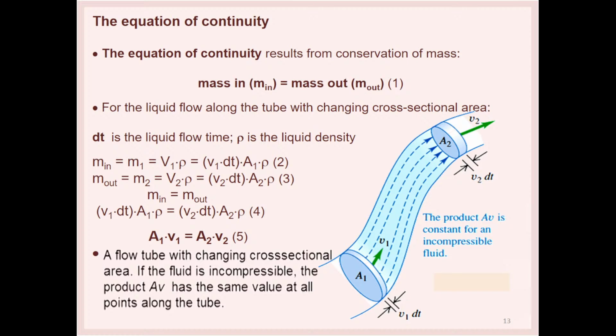Consider two sections of a tube with constant cross-sectional areas A1 and A2. The liquid mass entering and leaving the tube, input and output, is expressed by equations 2 and 3. It may be expressed as the product of the volumes of fluid entering and leaving the tube and the liquid density. For this, you can take this part of equations 2 and 3.